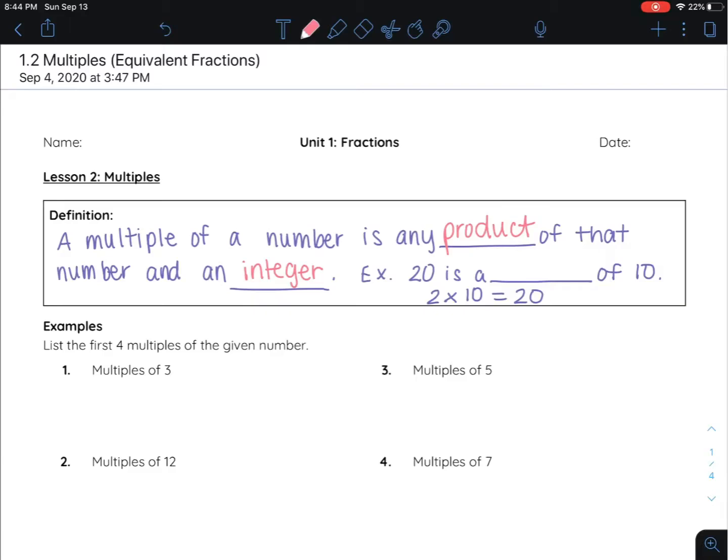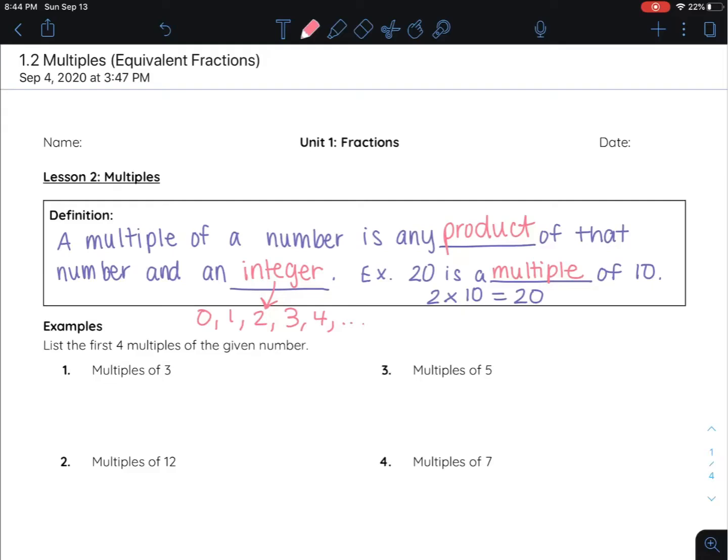If you're wondering what an integer is, you can just think of, for now, like the whole numbers that we know. We're going to expand on that in a couple of units, okay? So, for example, 20 is a multiple of 10 because 2, one of these integers, times 10 is equal to 20, okay?